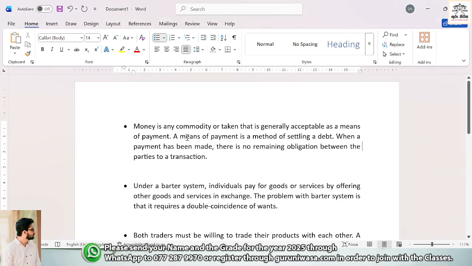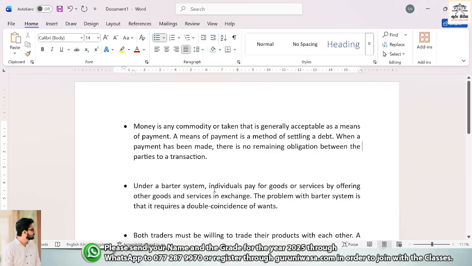Money is any commodity or token that is generally acceptable as a means of payment, meaning medium of exchange. A means of payment is a method of settling debt. When a payment has been made, there is no remaining obligation between the parties to a transaction. That part is not needed. You can just say money is any commodity or substance which is generally accepted by people as a medium of exchange. That's enough.